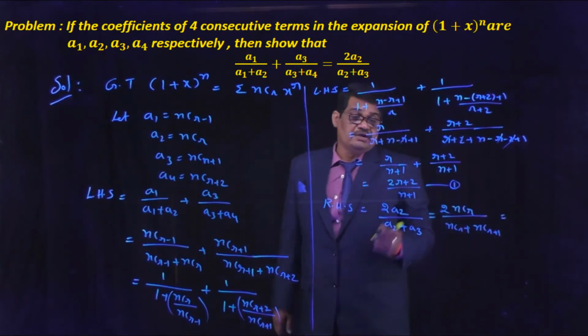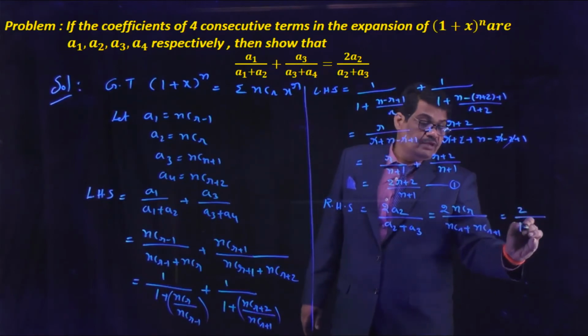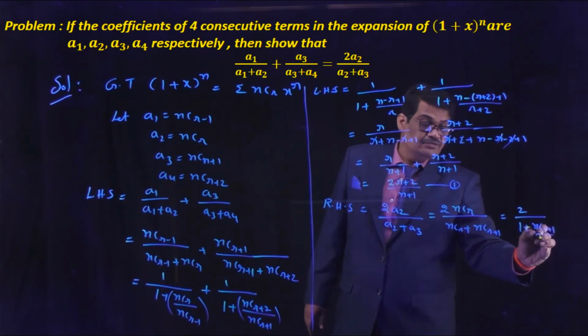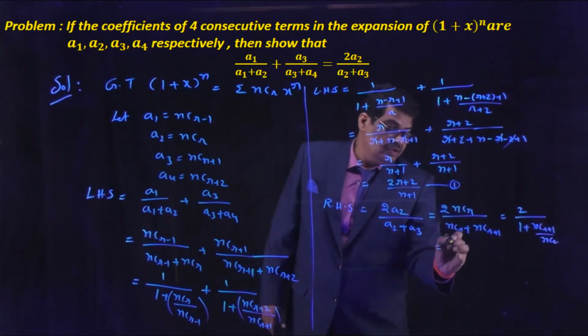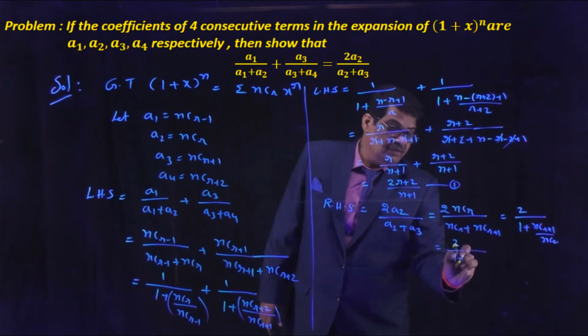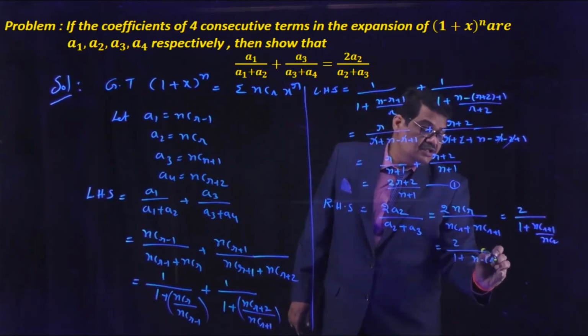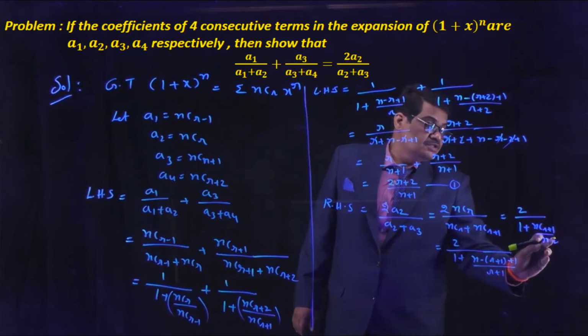Here also we are dividing numerator and denominator by nCr. Then we are getting 2 by 1 plus nCr plus 1 by nCr. That is equal to 2 by 1 plus, what is the formula, n minus r by r, where r is r plus 1, so n minus r plus 1 by r plus 1. This is C2.